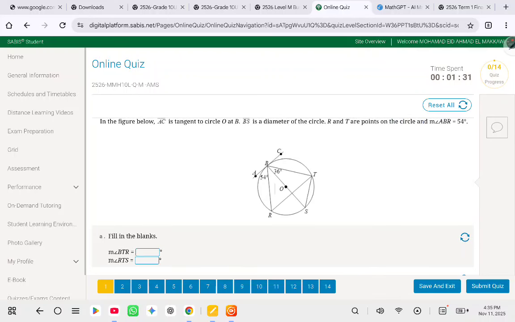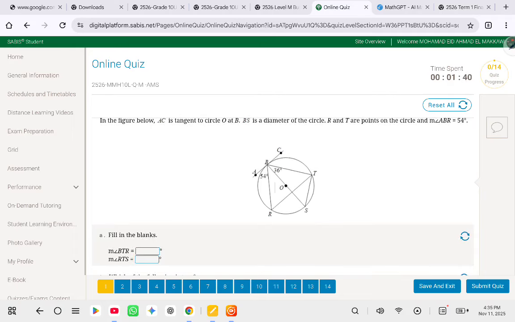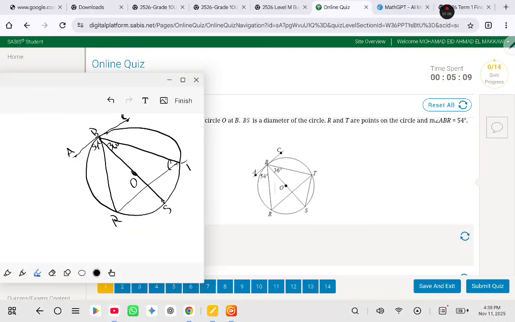Guys, a very easy way to find BTR first. We can find BTR by looking at what, for example, we have B, right? B is 54. Angle B looks at arc RB, right? Angle T also looks at arc RB. So if angle B is 54, doesn't it mean T is also 54? Let me sketch it so you guys have an idea of what I'm saying. Just give me a second.